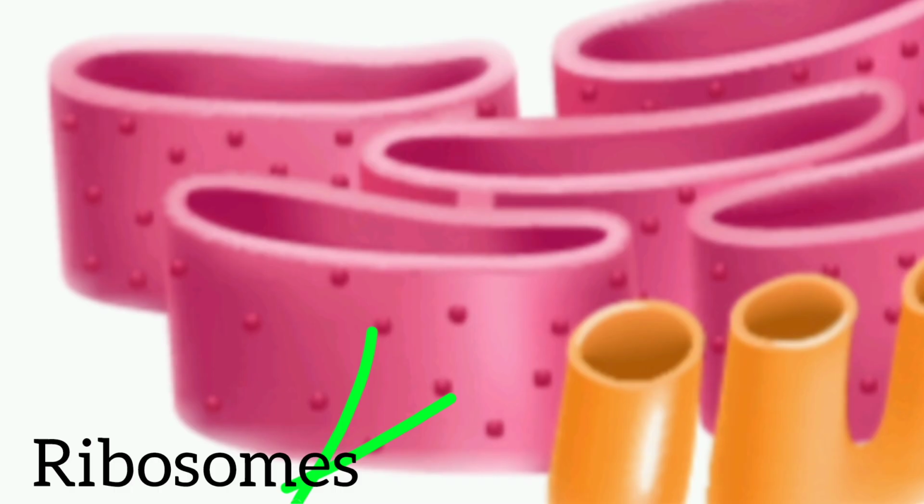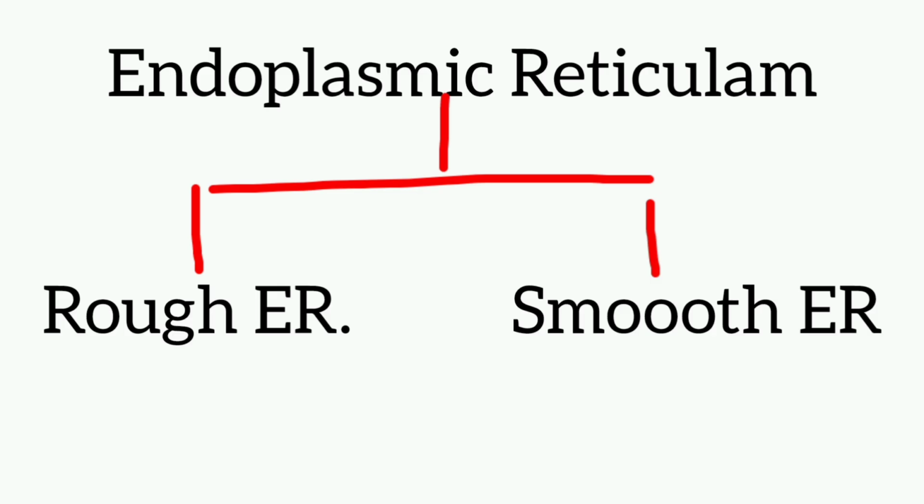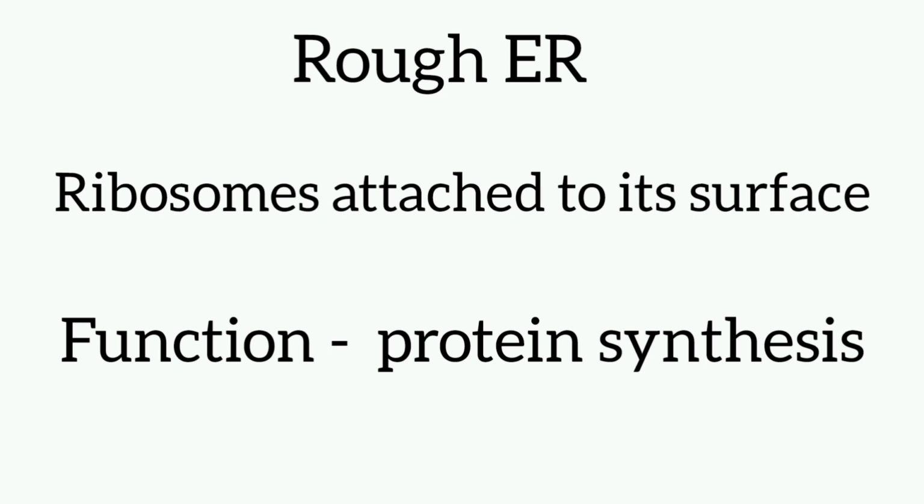Based on the presence or absence of the cell organelle ribosome, the endoplasmic reticulum is classified into two types. The first one is rough endoplasmic reticulum and the second one is smooth endoplasmic reticulum. As the name suggests, in rough endoplasmic reticulum, the surface of the membrane appears rough or bumpy. Why does its surface appear rough? Because it has tiny ribosomes attached to its surface, and the presence of ribosomes makes it look rough under a microscope.